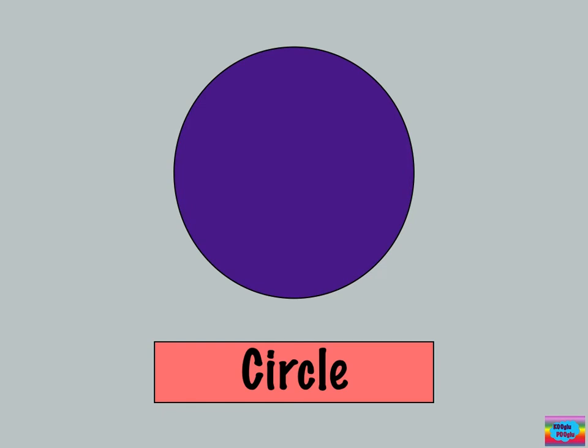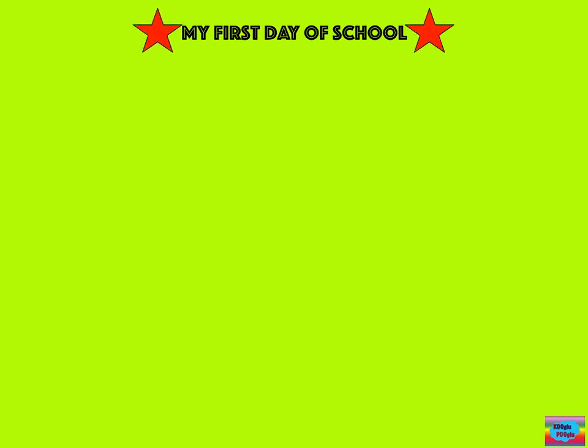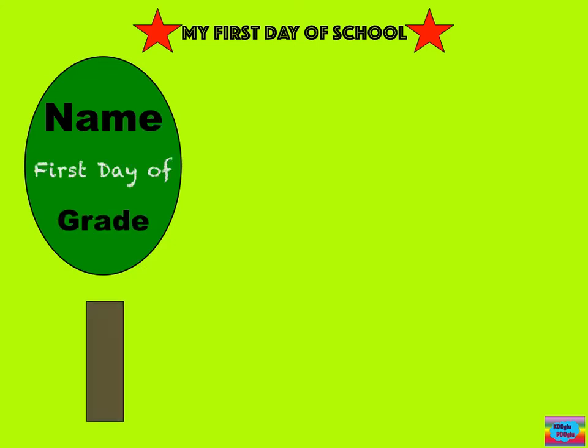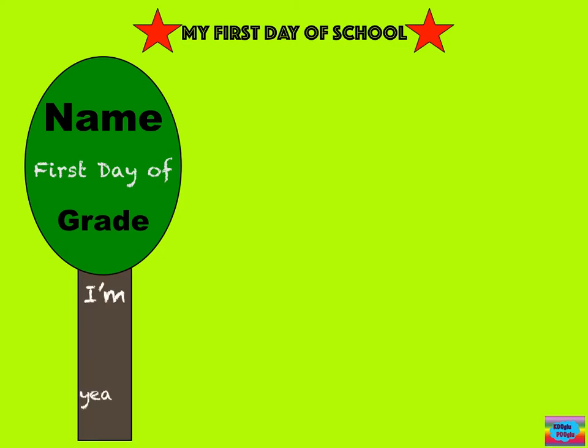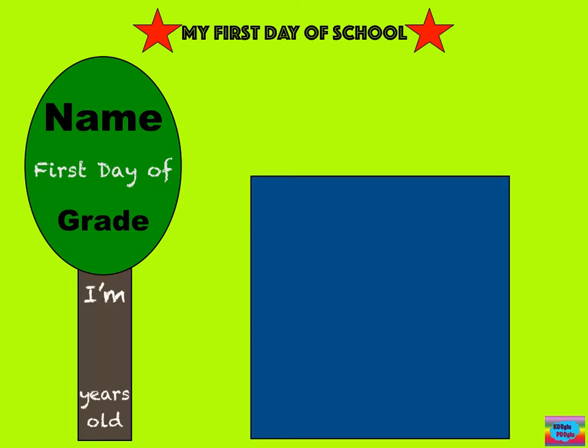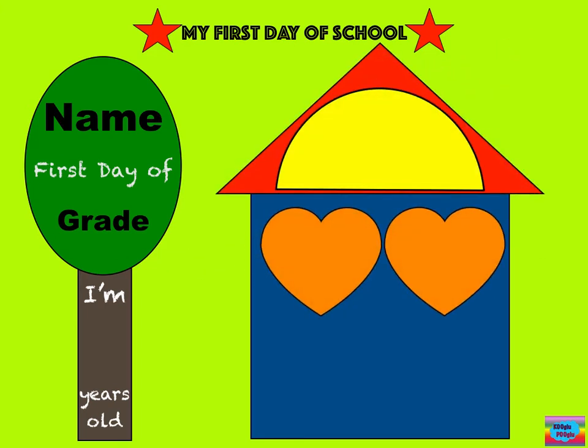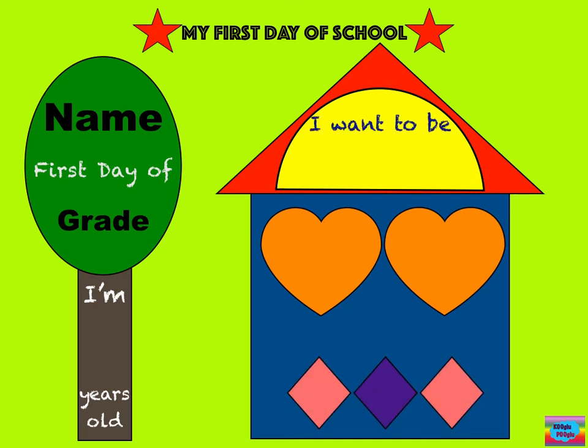So, here is one example. And so, here's the first, you have to write your name, and then first day of what grade and how many years old you are, and then make a house. So first make these shapes. Get your craft paper and then make these shapes, and then what do you want to be? Your school name and your teacher and today's date.